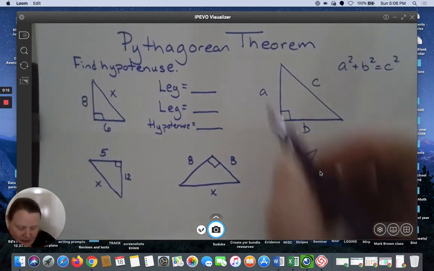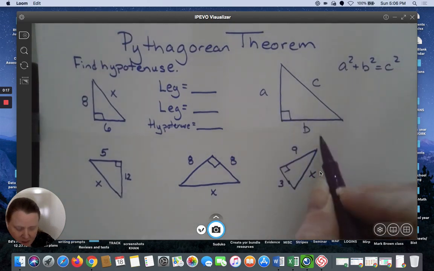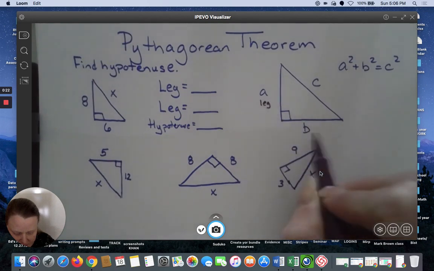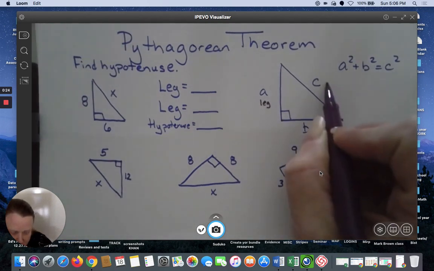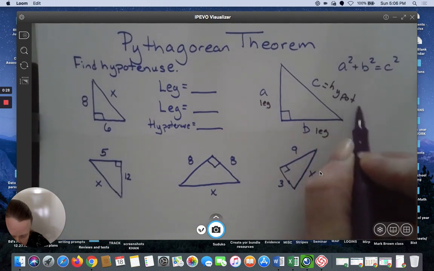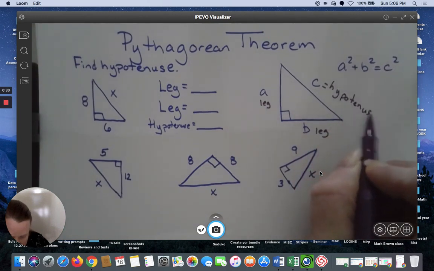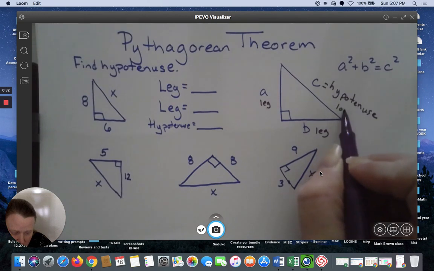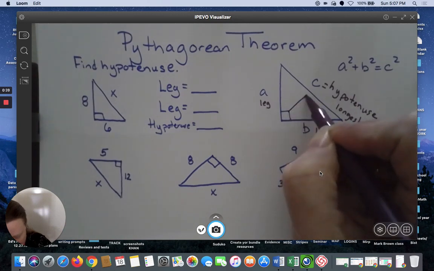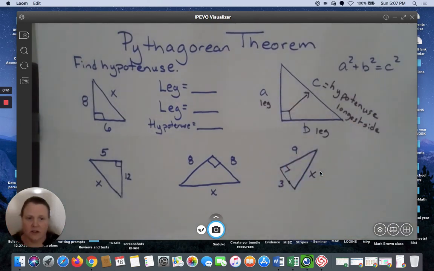Please keep in mind that the A and the B are always the legs because they make up the right triangle. So this is a leg and this is a leg, which means that the longest side is the hypotenuse. So this is always the longest side. If it helps you, you can draw a little line from the right angle and it will always point to the longest side. And so that's a good way to keep track of it.